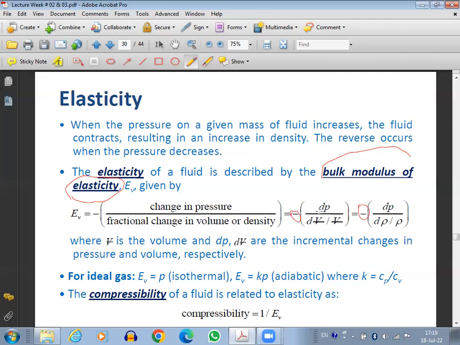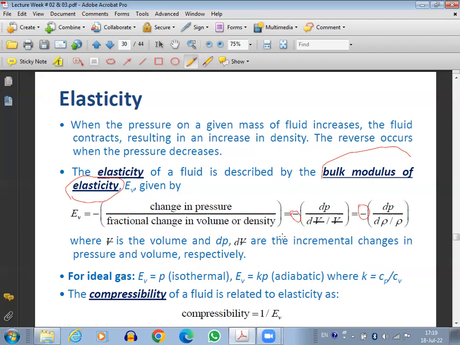Same goes for density. Okay. And if you decrease the pressure, volume will increase. So in order to correct this thing, that increasing one decreases the other, we have to put a negative sign here so that the answer comes out to be positive.